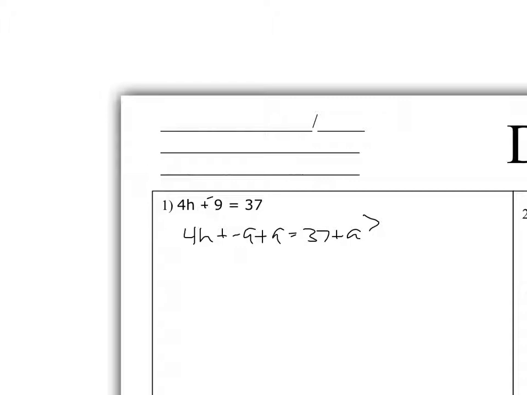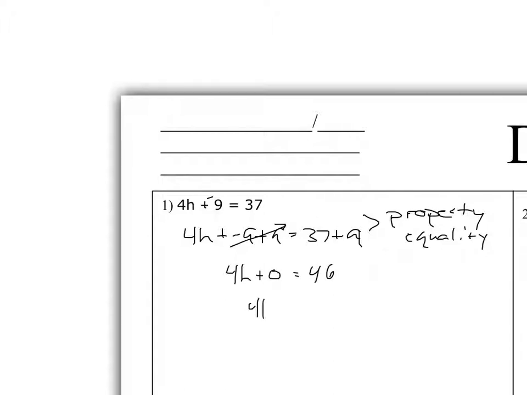So remember really quickly, that's the property of equality that says that we can add something to both sides and it's still going to make a true statement. So we've added 9 to both sides. This negative 9 and this positive 9 add up to 0. That's 4h plus 0 is equal to 46, which tells us that 4h is equal to 46. Again, this is using the additive identity to recognize that anything plus 0 is just itself.